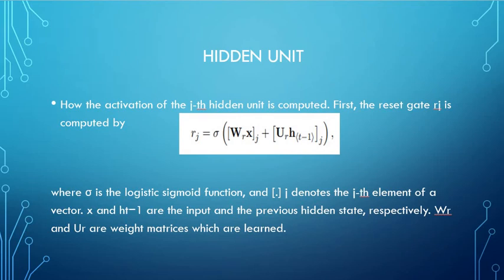How is the activation of the jth hidden unit computed? First of all, the reset gate rj is computed. Here, sigma is the logistic sigmoid function, and the subscript j denotes the jth element of a vector. x is the input, and ht minus 1 is the previous hidden state. And Wr and Ur are the weight matrices which are learned.